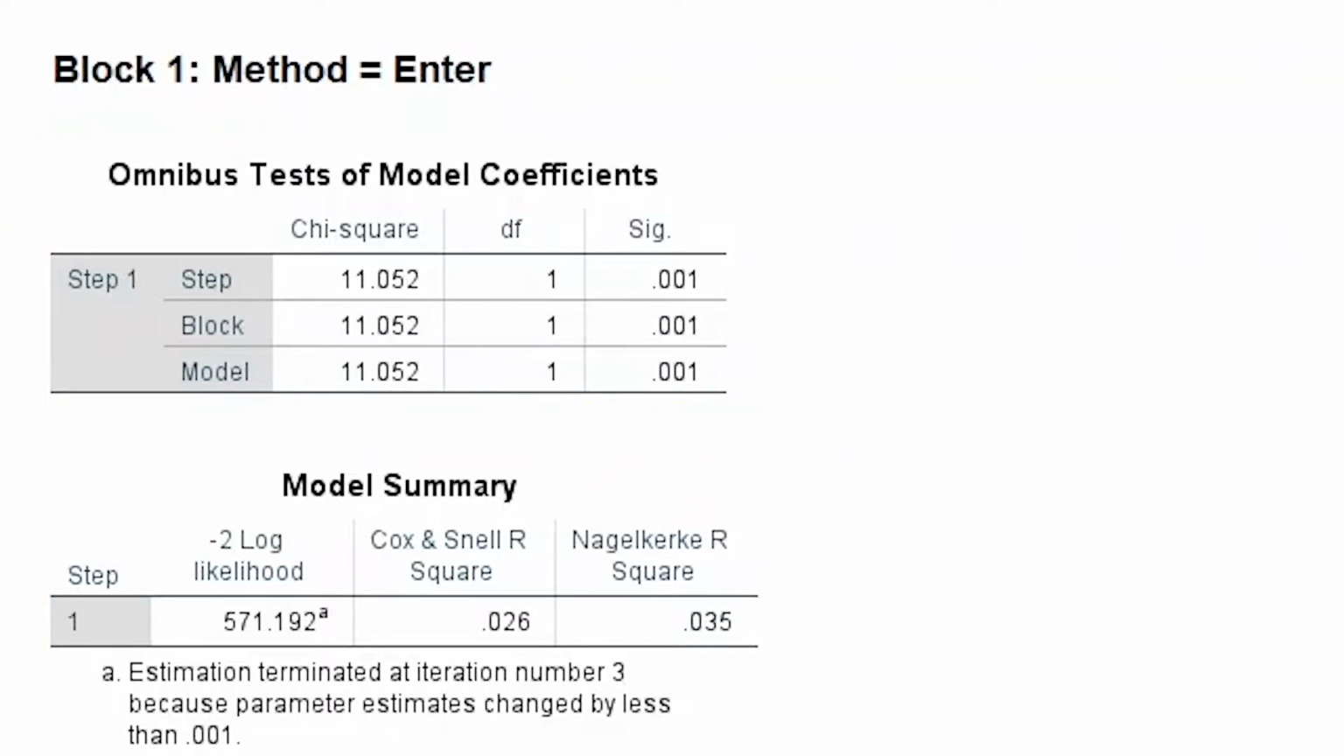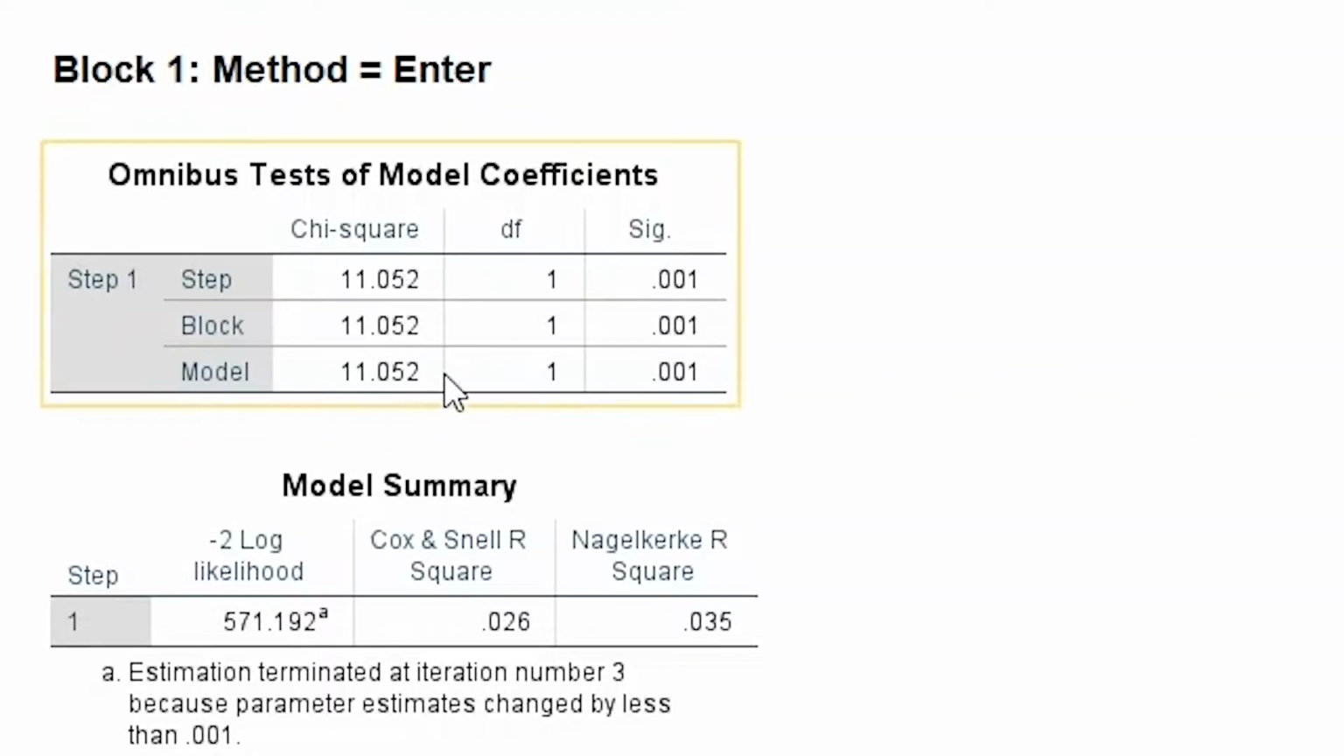The table with the omnibus test of model coefficients is actually the log likelihood ratio. Now remember, the log likelihood ratio was the difference in -2 log likelihood, which we can see here, between the model that we estimated with our independent variable and the model in which no variables were included. So in this case, the -2 log likelihood reported here is the value for our model that includes our independent variable.